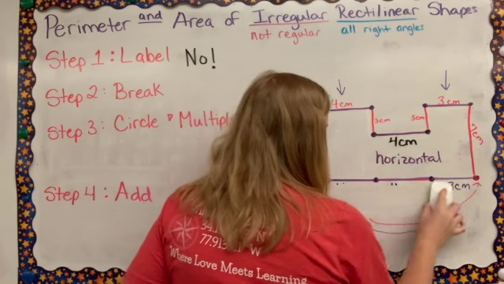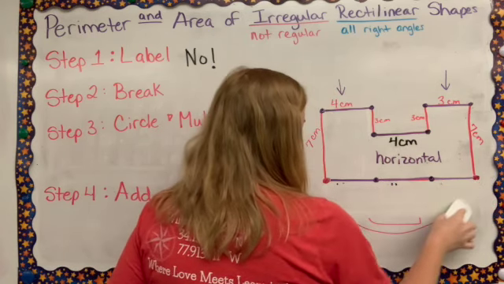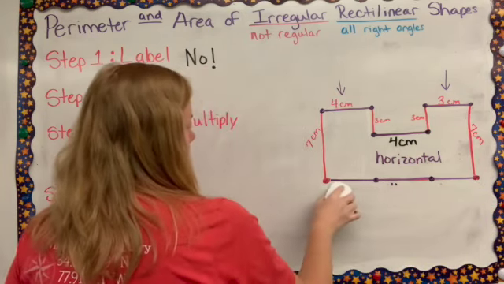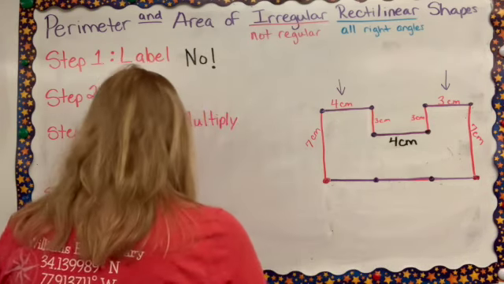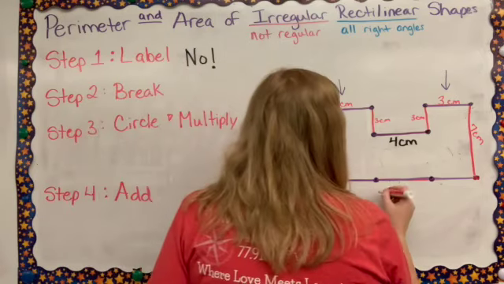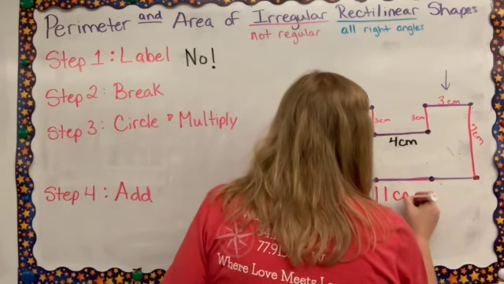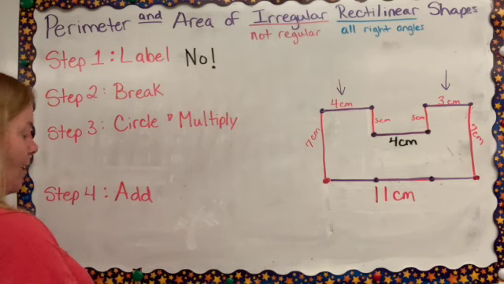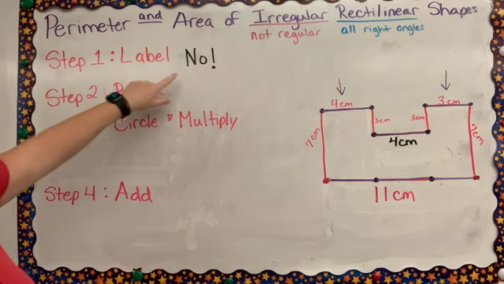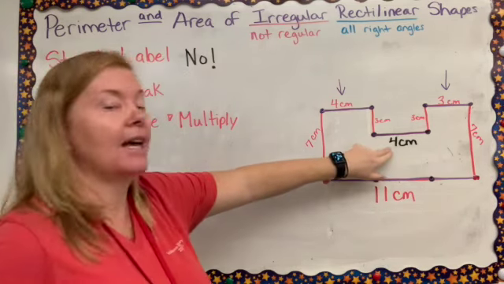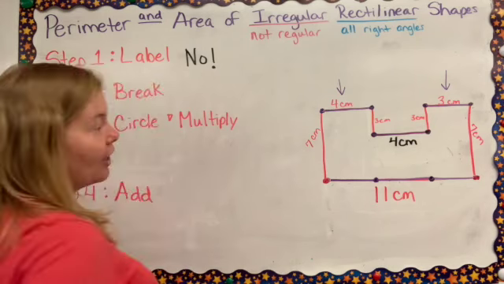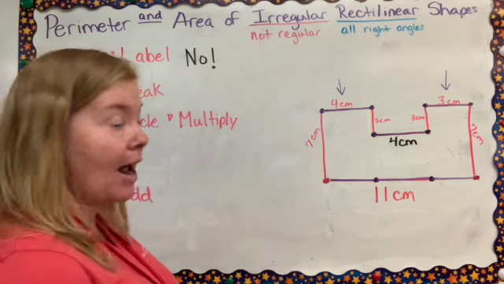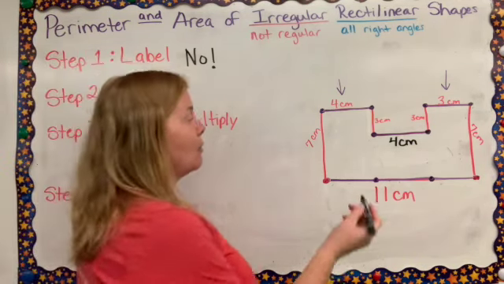I'm going to put my 11 back where it belongs. All right, rocking and rolling. Was it labeled? No. Did we label it? Yes, we're good to go. Next step, we need to break this shape. Now I look over here, and unfortunately, it does not matter how we break it, because any which way we break it, we're going to have 3.